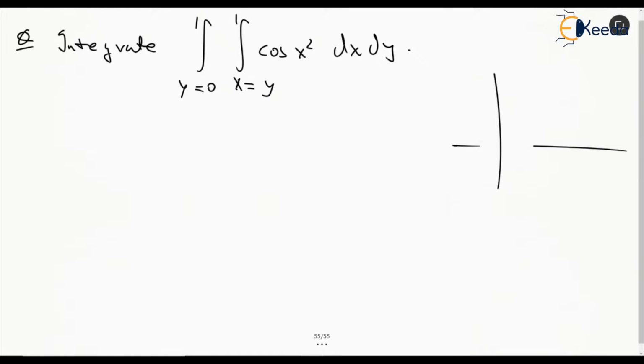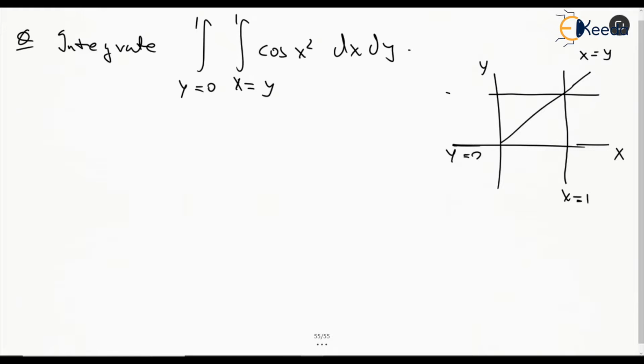What is this region enclosed? This is x, this is y. So it says x is equal to y. So let's say this is x is equal to y, and then x is equal to 1. The other limits are y is equal to 0 and y is equal to 1. Now first of all we have to see what is the region enclosed.